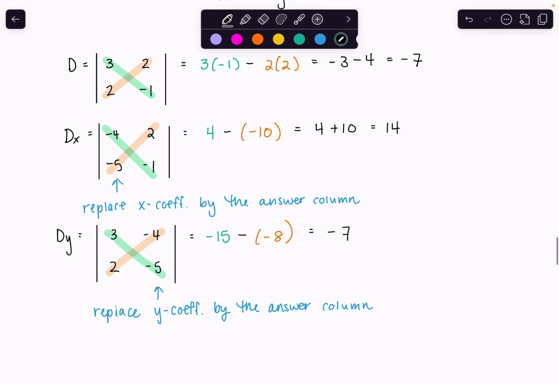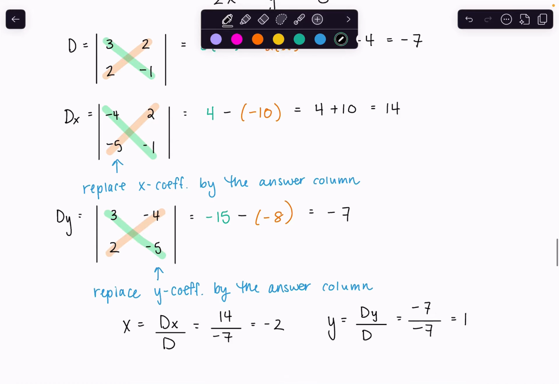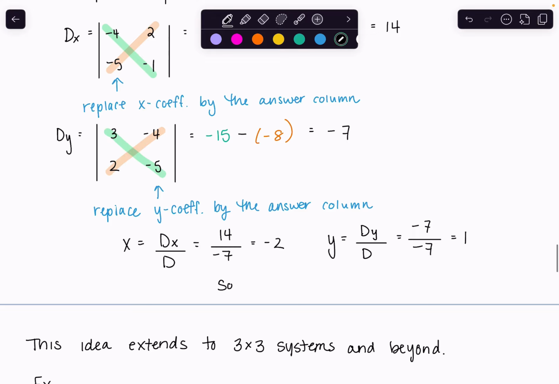Okay. So now our x value is D sub x over the determinant. So that's 14 over negative 7. The x value of my solution is negative 2. My y value is D sub y over D, which happens to be negative 7 for both. So my y coordinate is 1. So my solution is negative 2, positive 1.